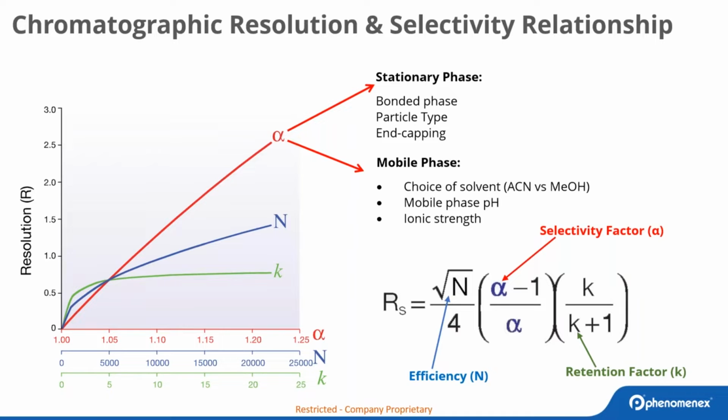Here on this chart, you can see that although retention factor and efficiency do impact the resolution greatly at the beginning, selectivity continues to impact the resolution of methods long after the efficiency and retention factors become stagnant, basically.